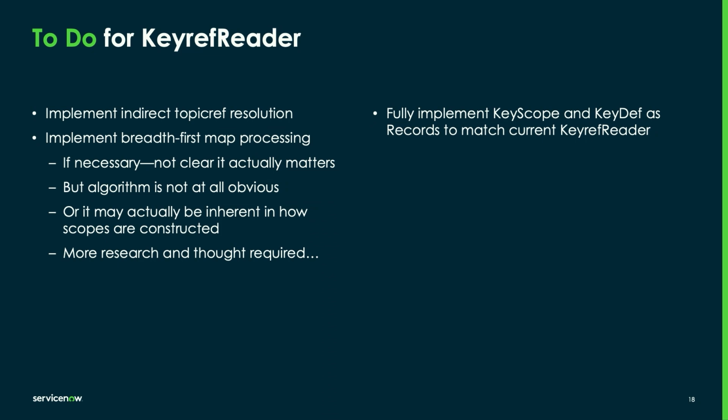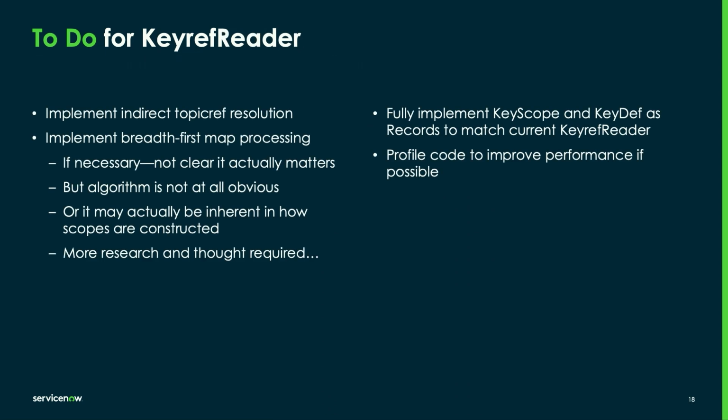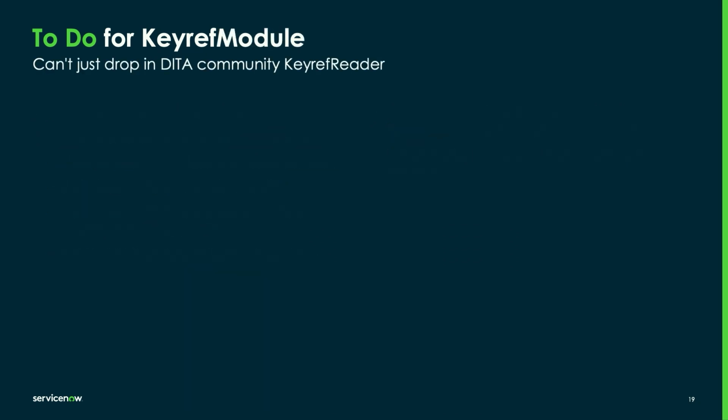The way the current code is written, the classes for keyscope and keydef are defined as Java records. I didn't do that in my initial implementation. That was a mistake, and I need to fix that, but it makes integrating them with the current code harder. Then I want to do some profiling and see if there's a way to make it even faster than it is. The code I have running now is perfectly fast enough in that it completes in my lifetime, but it can always be faster.